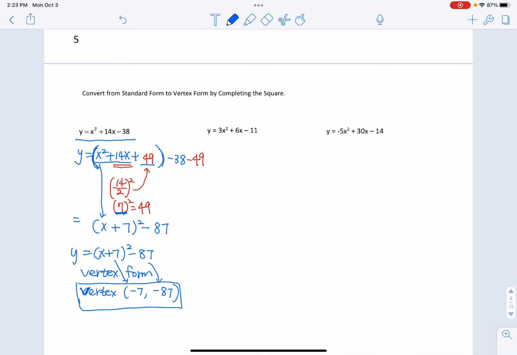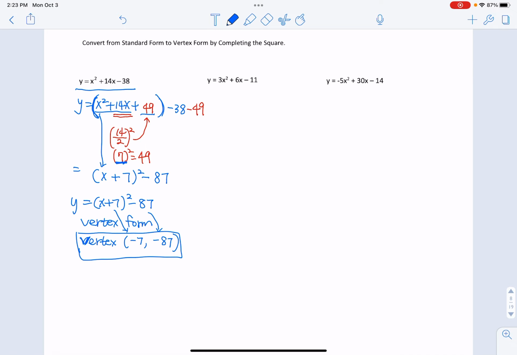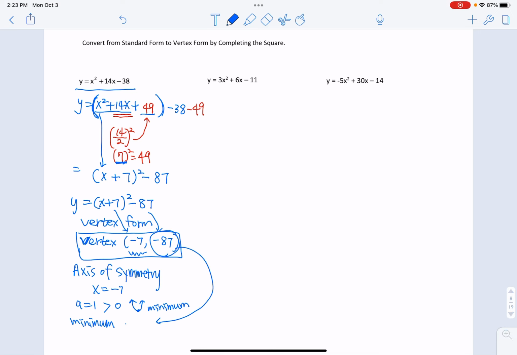And additionally, if you try to find the axis of symmetry, because a quadratic function is a symmetrical function, you always need to find the axis of symmetry. The axis of symmetry is at the vertex x value, so x equals negative 7. And this graph's a value is 1, which is greater than 0, so it opens upward and will have a minimum value. So the minimum will be the vertex y value, which is negative 87.